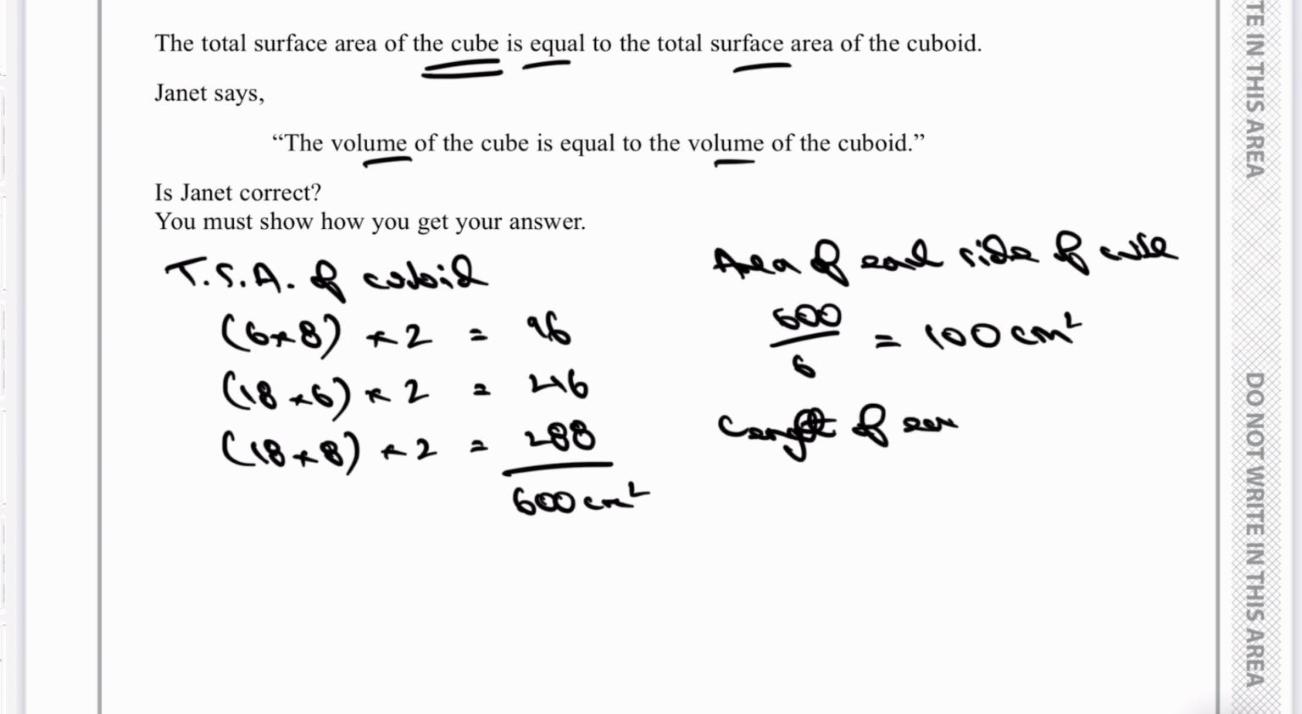Okay, well, if I know that the actual area is 100, then that's going to be basically 10 times 10, so it's 10 centimeters in length. Okay, so I've got all the component parts I need now to be able to work out the volume of the cube and the volume of the cuboid.